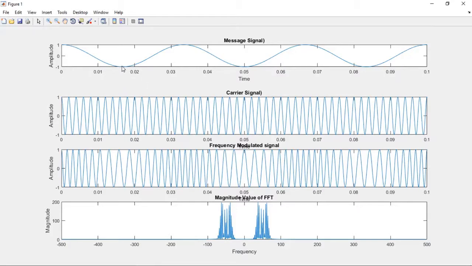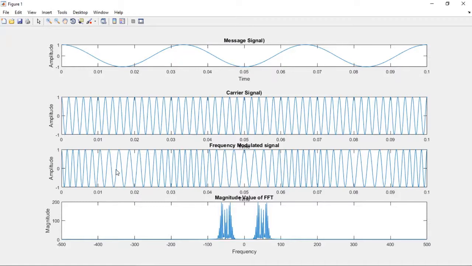At this point, message amplitude is low, -1. At this point, we have more duration cycle. More duration cycle means less frequency cycle. So it is oscillating between lower frequency to the higher frequency. There is a deviation. So the deviation is delta f. It is oscillating from fc minus delta f to fc plus delta f.